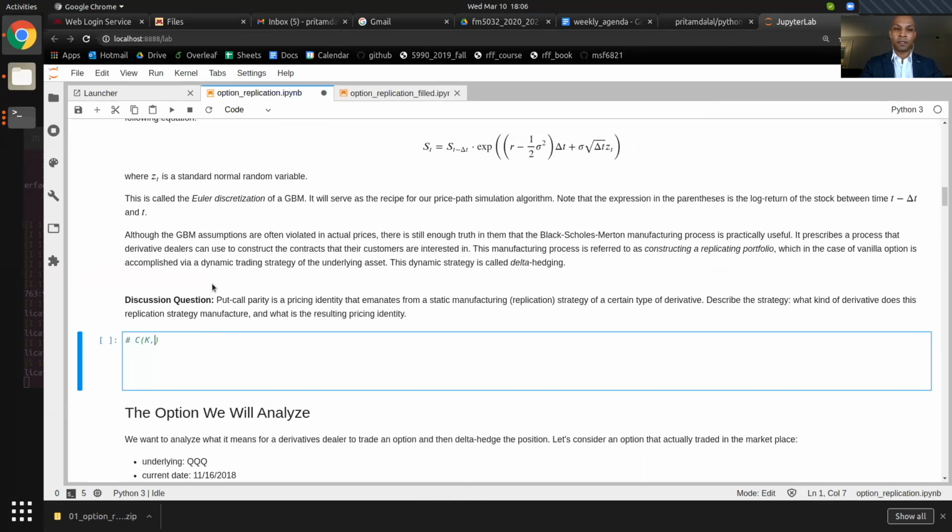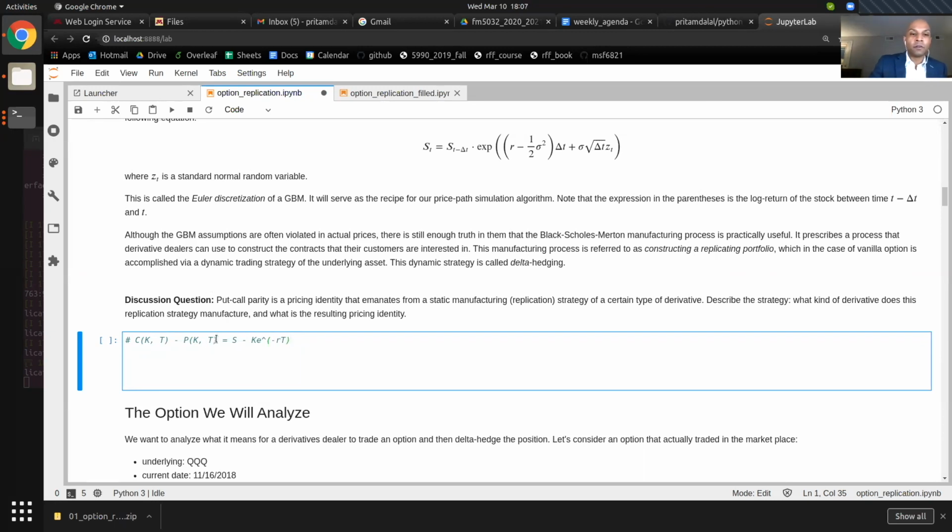identity: C(K,T), the price of the call, minus the price of the put, equals, and this is just an identity from derivative pricing theory, something like this, the present value of the forward price or the strike price. So that's put-call parity for you.